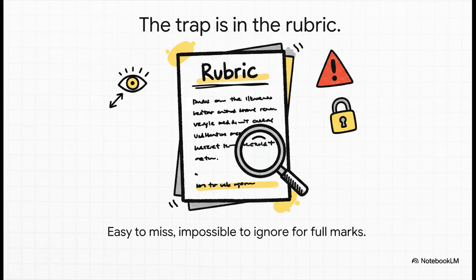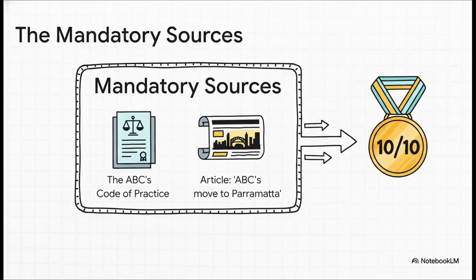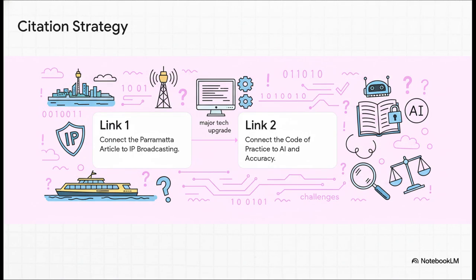There's a very specific instruction that is so easy to miss, but it's absolutely impossible to ignore if you want to get full marks. The rubric explicitly says that a top response must include comprehensive and specific reference to the 2 sources provided. That's the ABC's Code of Practice and the article about the ABC's move to Parramatta. If you don't weave these 2 documents into your answer about technology, you simply cannot score in the top band. It's a non-negotiable.